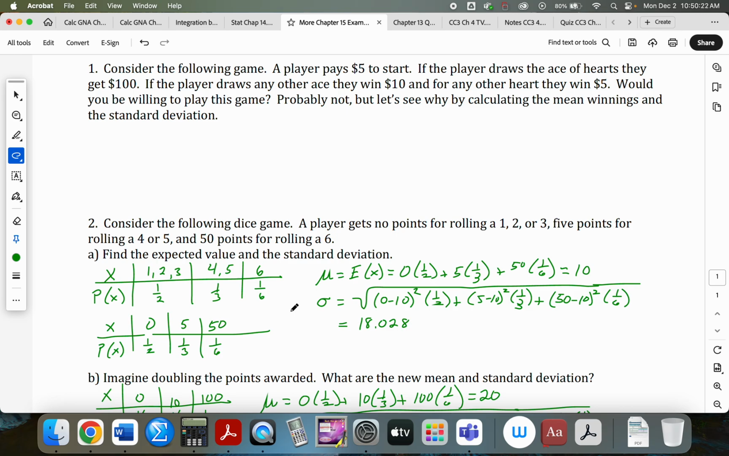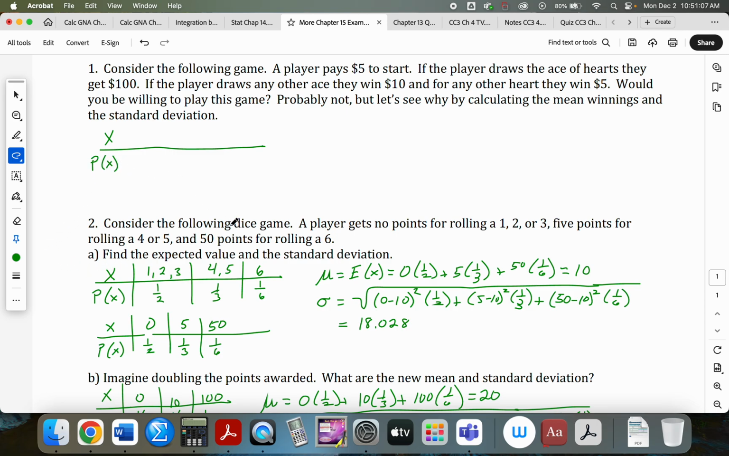Well, the answer is probably not. But let's see why by calculating the mean winnings and the standard deviation. On this one, you have to be a little bit careful. If you have paid $5 and you win $100, what is your net winnings? $95. So when we're looking at our X's here, we want to look at not how much money they're handing me, although you could do it that way and then go through and subtract the $5 at the end. It's easier to go, okay, what is my net winnings?